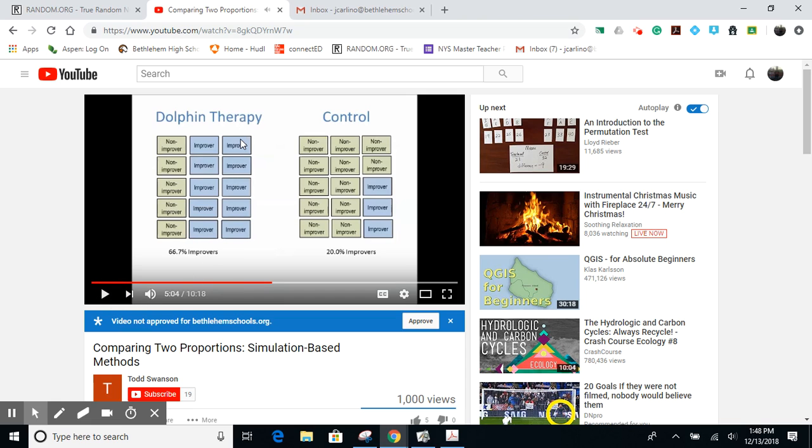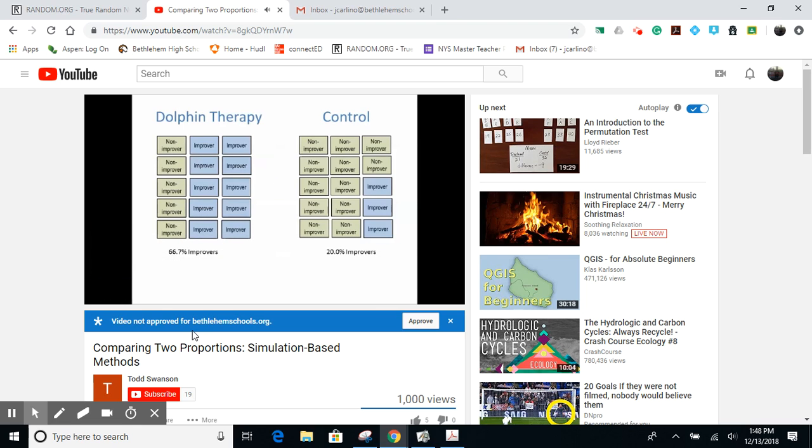Everyone see dolphin therapy. How many improved in the dolphin therapy? 10. So that's what these blue cards are, all the improvers. Control group, how many improvers did you have? 3. So that's what they did. And what they're going to do is randomly shuffle, deal out 15 to the dolphin, deal out 15 to the control, and redo the numbers. Then you'll see a huge difference when they start doing this over and over again.